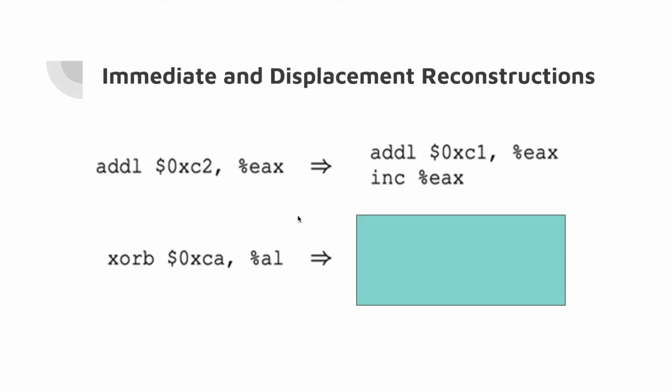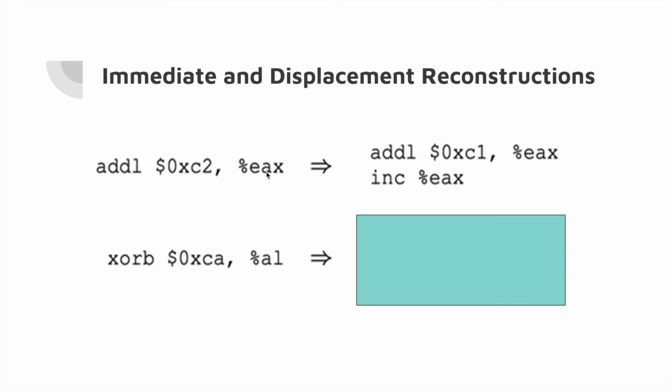Okay, let's now look at the third technique, immediate and displacement reconstructions. This is a technique that replaces certain arithmetic, logic, and comparison operations with other instructions that give the same result. The reason we want to do this is that since these operations can take an actual value as operands, they could contain free branch instruction opcodes, such as 0xC2 or 0xC3.